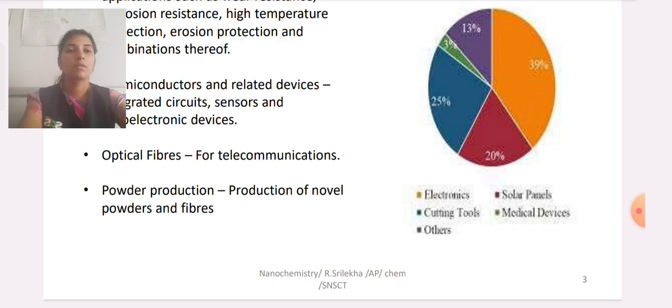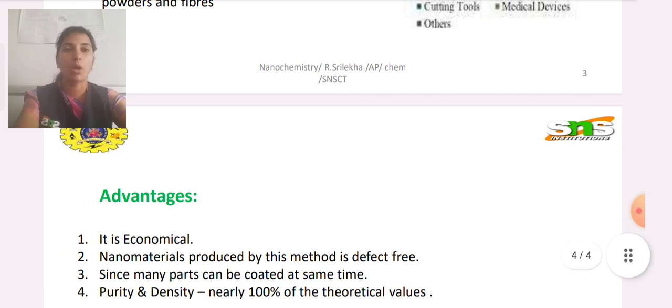Here I have shown a pie graph, which represents 39% for electronics, and this blue part represents cutting tools, and the others are in violet. Solar panels account for 20%, and medical devices account for 3% of the uses.